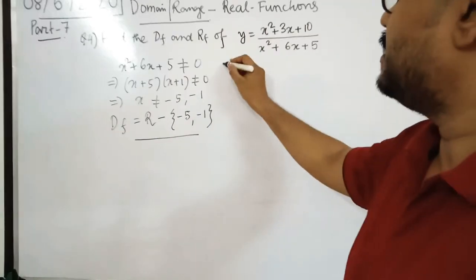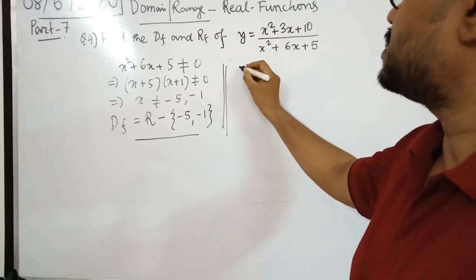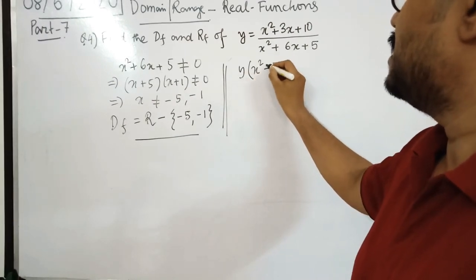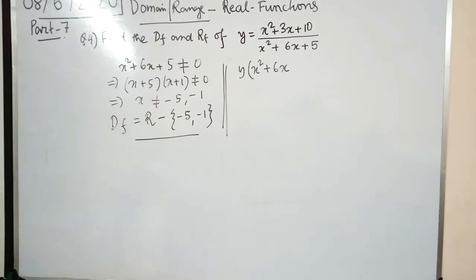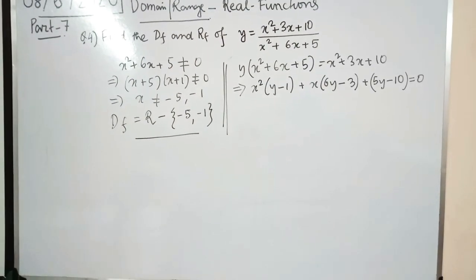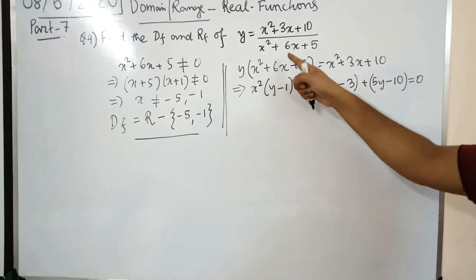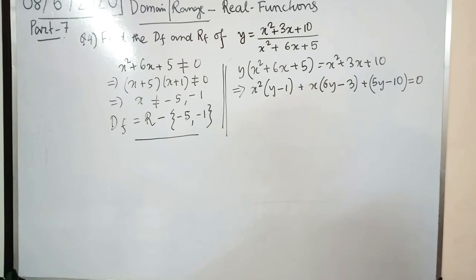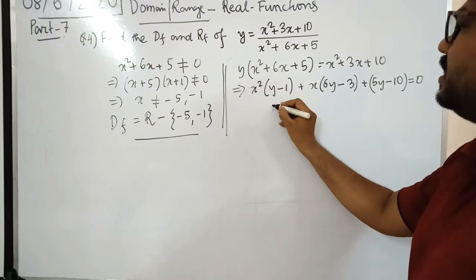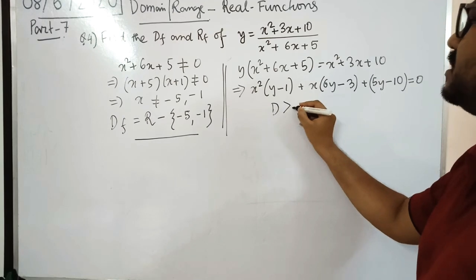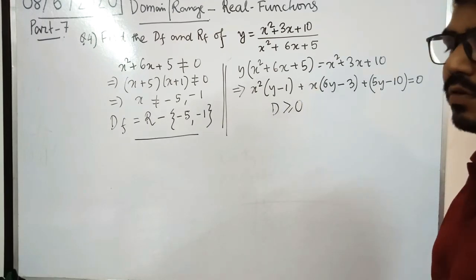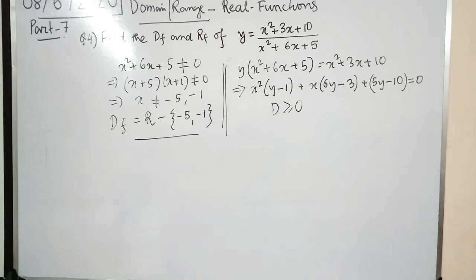Now for the range, what we do, we cross multiply. We cross multiply means the same as the previous things, we will cross multiply. So see what I have written. I have cross multiplied this with this, and I have brought everything to one side, and I have taken common. So what I got is a simple quadratic equation for x. So since we know that x has got real roots, we have to again show that the discriminant of this quadratic equation is greater than or equal to 0. So we have to find out the discriminant of it.